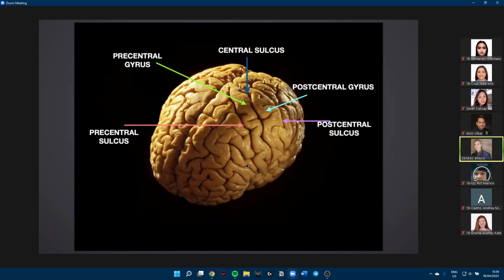Okay, on the other hand, posterior to the central sulcus is the post-central gyrus, which is part of the parietal lobe. And separating the post-central gyrus from the rest of the parietal lobe is this shallow groove called the post-central sulcus.